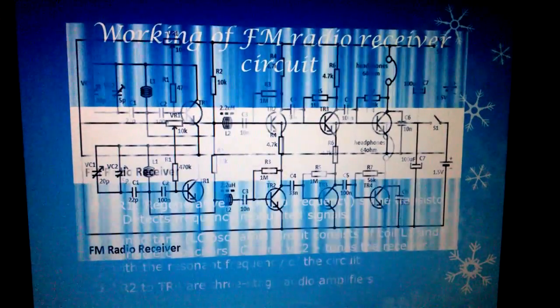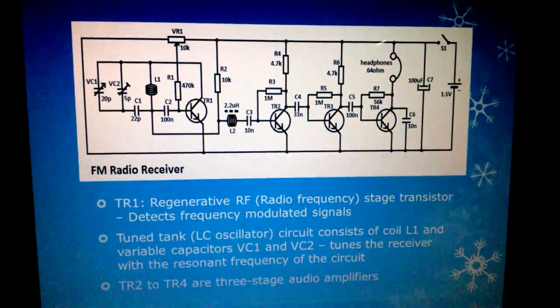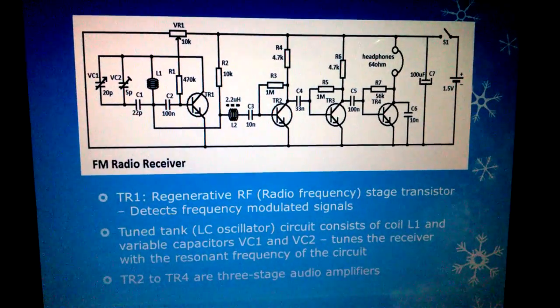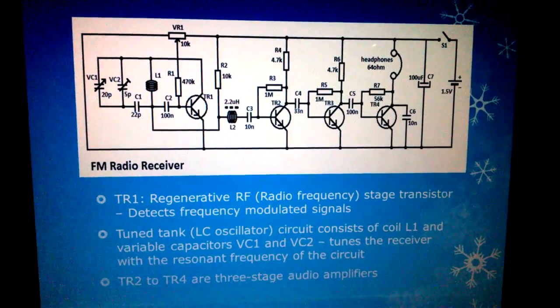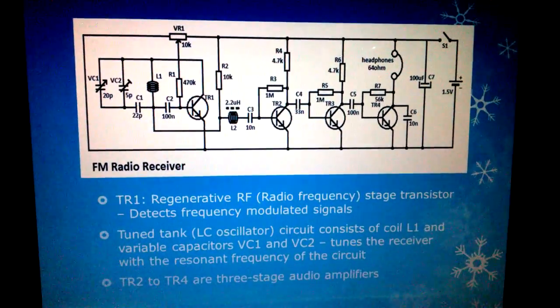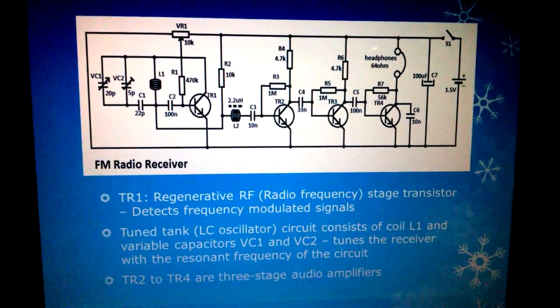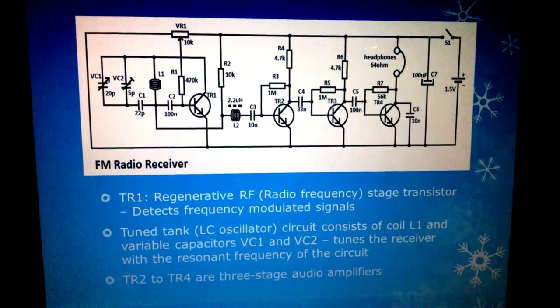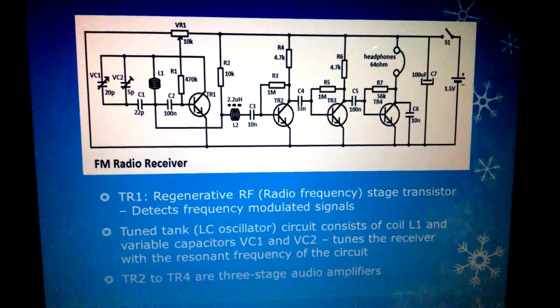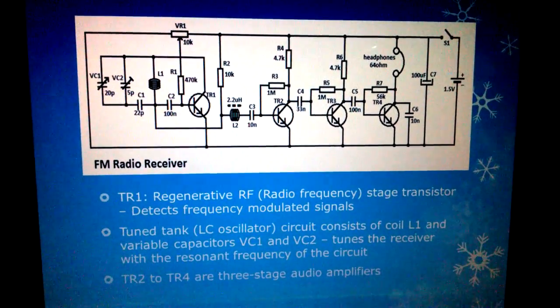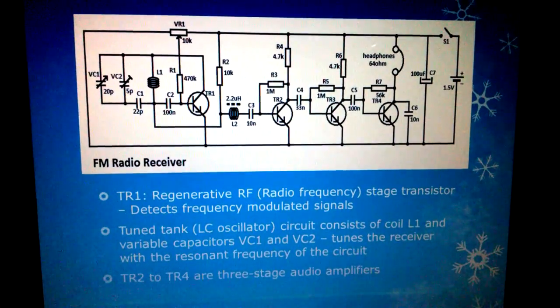The circuit consists of a regenerative AF stage transistor TR1 to detect the frequency modulated signals. Coil L1 and the variable capacitors VC1 and VC2 form the tune tank circuit, also known as the LC oscillator, to tune the receiver to the FM station with strong signals.